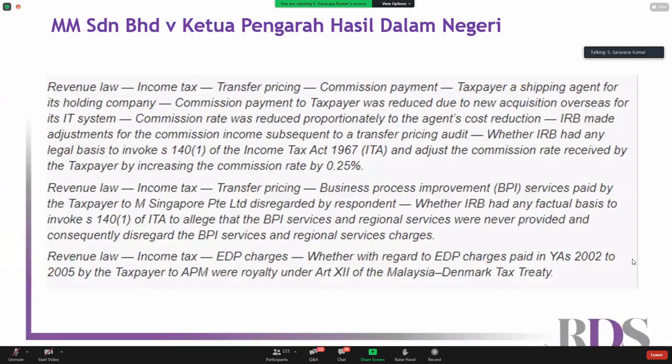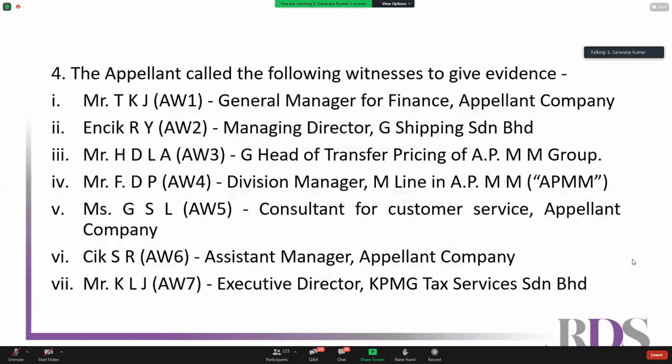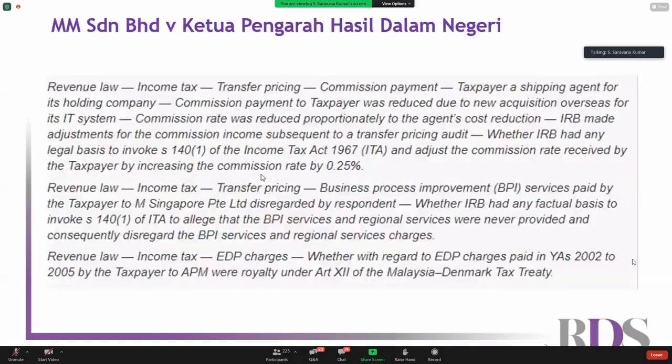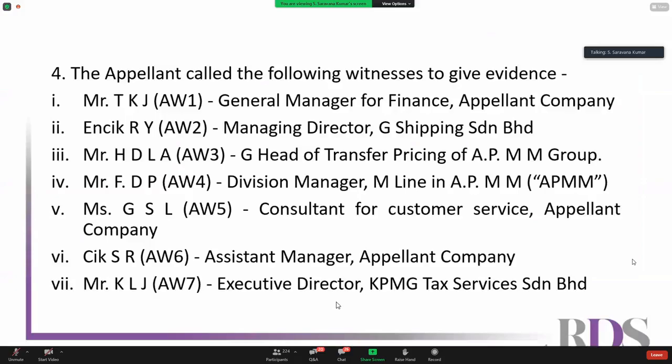Very recently, I did a stamp duty case, which we won, and we brought in two land experts, valuers, to testify, but no grounds yet, so I can't discuss much on that. But just to share with you the issues here, it's all about commission payment and business process improvement, the two TP issues here. And you will see the witnesses called.